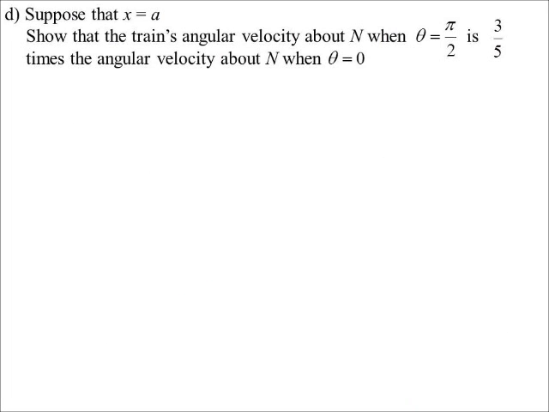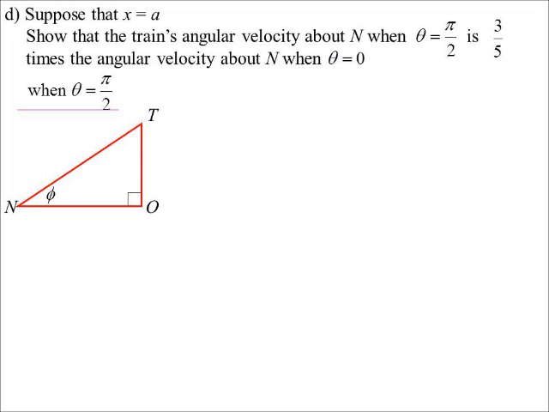Okay, we're now going to suppose that x is the same length as a. So we're going to show the train's angular velocity about n when theta is pi on 2 is 3/5 times the angular velocity when theta is 0. Okay, so when theta is pi on 2, my triangle will now look like this because the angle NOT is now a right angle. We know OT is A. ON will be 2A because they've now said X is equal to A.